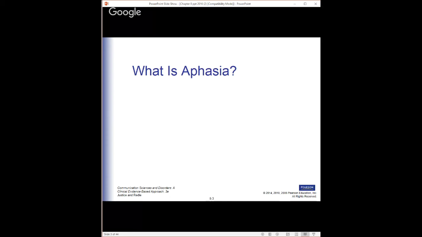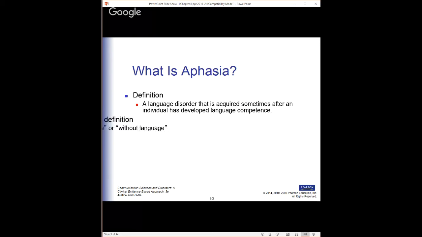First off, let's talk about what is aphasia. We'll start off with the definition. It's a language disorder that is acquired sometime after an individual has developed language competence. So an individual is going to already have language and then they will lose it. The literal definition of aphasia is absence of language or without language, the A in the front of the word meaning absence or without.